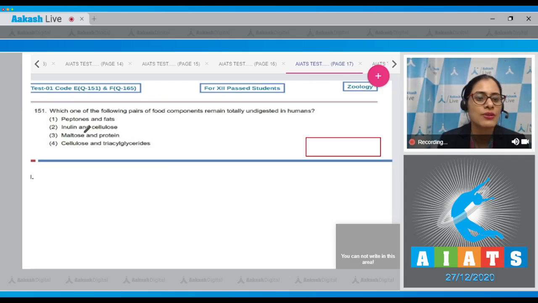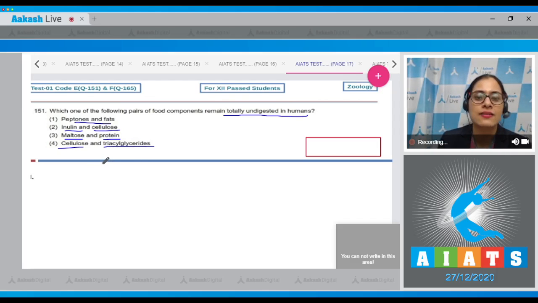Question number 151. Which one of the following pairs of food components remain totally undigested in humans? The very first option is peptones and fats. The next option given is inulin and cellulose. Next option is maltose and protein. And the last option is cellulose and triacylglycerides.